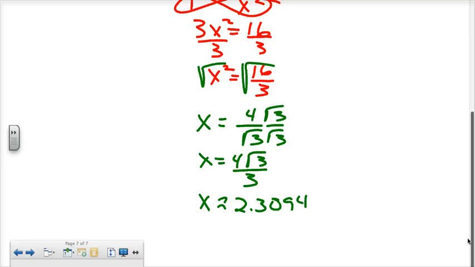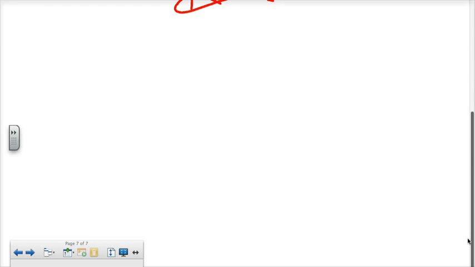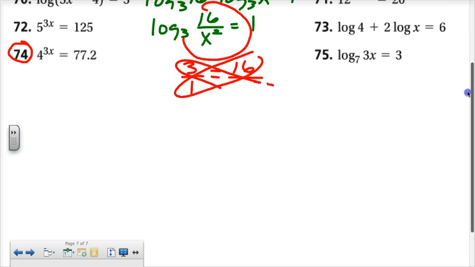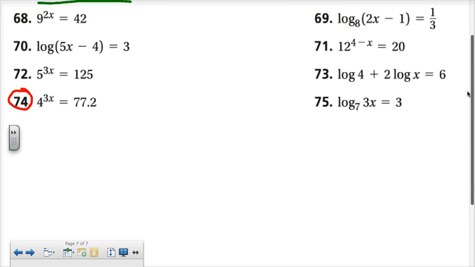All right, I had one more in mind here, but I know I'm going to have to do some erasing because that took up a lot of space. So let me get back up here and go after number 74.